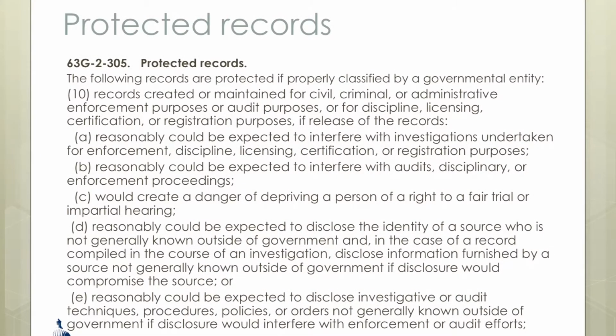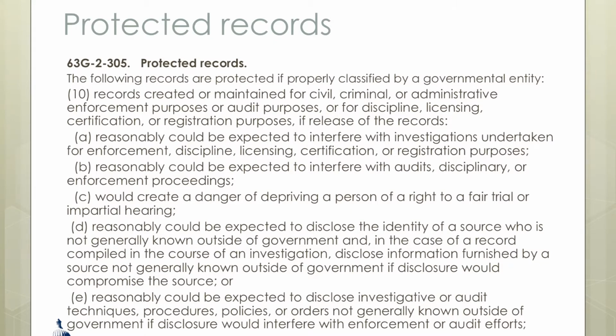And then number 10, which is on the slide, is records created or maintained for civil, criminal, or administrative enforcement purposes, or audit purposes, or for discipline, licensing, certification, or registration purposes, if releasing the record could reasonably interfere with any of those processes. So that means if releasing the record could interfere with an investigation, or if it interferes with an audit, or number C, if it could create a danger of depriving a person of the right to a fair trial or impartial hearing.